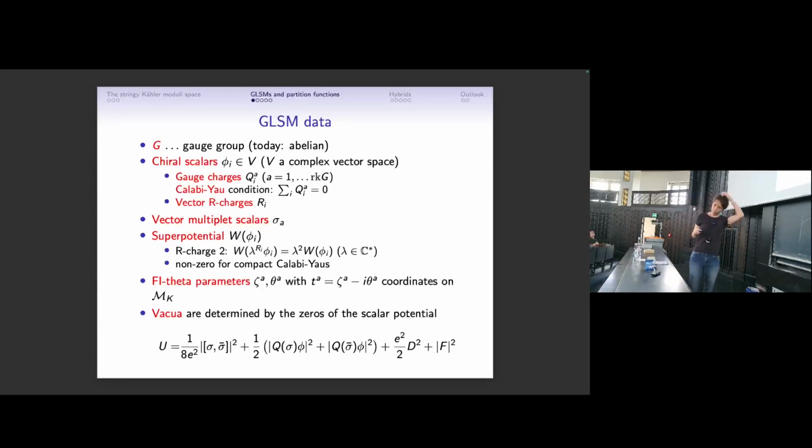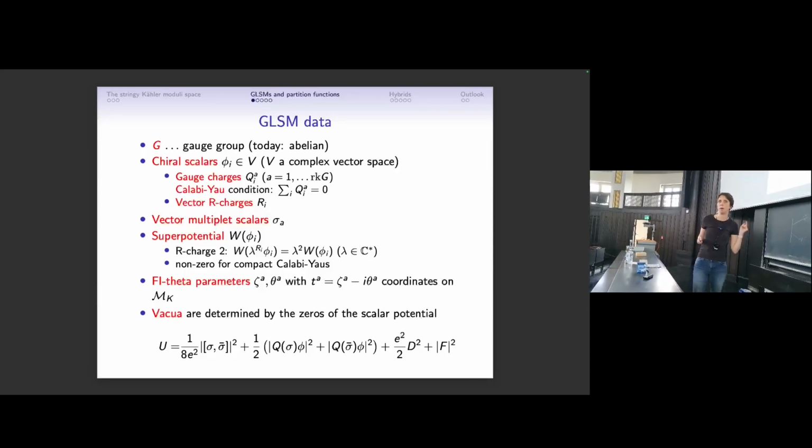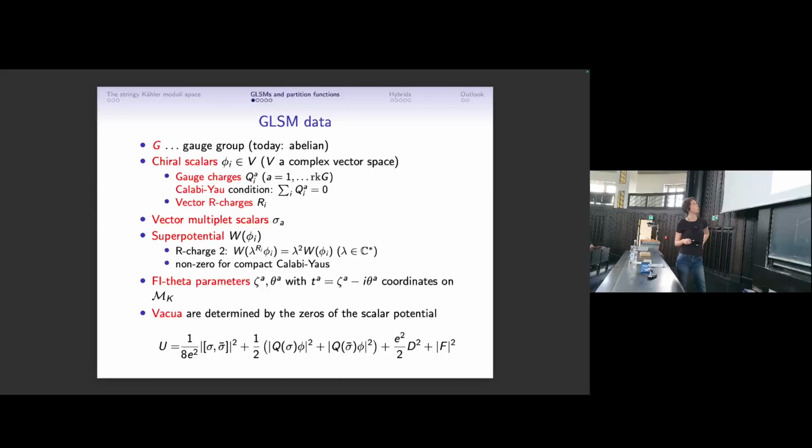And as I said in the beginning, I'm going to talk about compact Calabi-Yaus. And in order to model compact Calabi-Yaus, you also have to choose a superpotential in the theory, a holomorphic function in the phis. It's gauge invariant, and it's supposed to have a fixed R charge, which I will choose to be 2. And that's basically the setup that we need. And then we have the Fi theta parameters, which we will identify with the Kähler moduli.